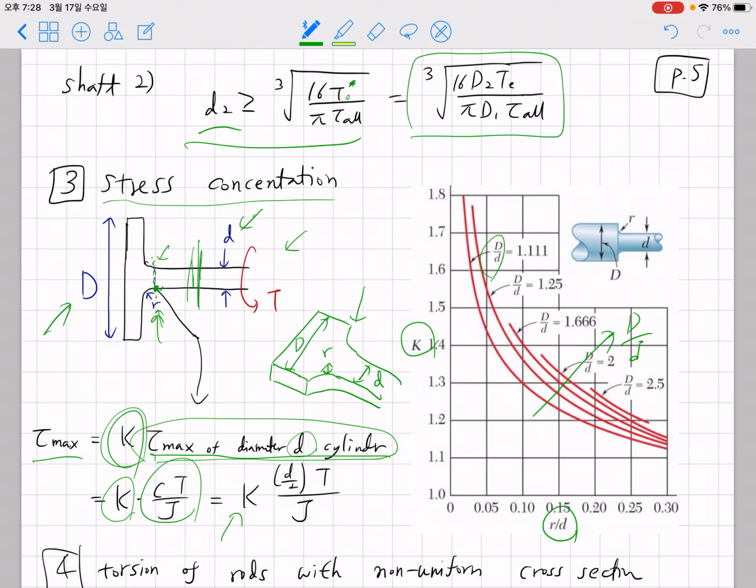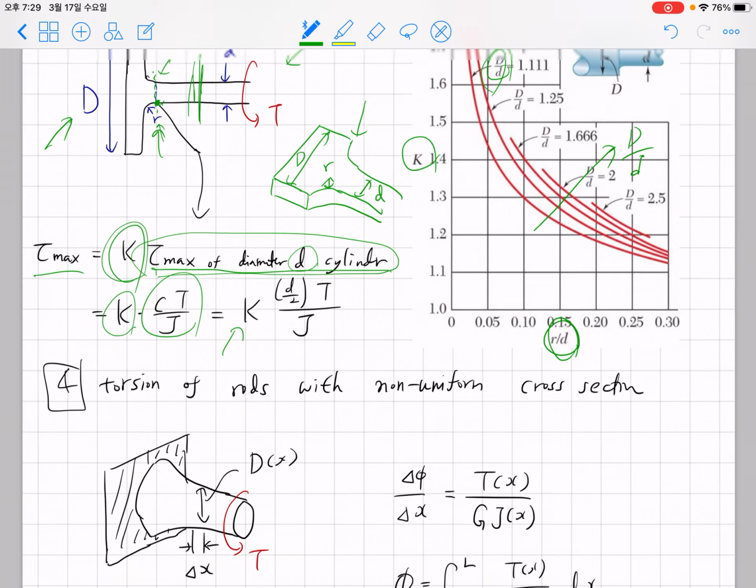Of course, we cannot have r equal to 0 because the real material is made out of atoms, and atoms have radius, right? So we cannot have 0 radius. Anyway, by looking at the large D over small d ratio and the small r over small d ratio, you can find the stress concentration factor, and using this factor you can obtain the solution for a safe and reliable design. Okay, so with that, let me finish my very short lecture on topic 3, stress concentration.